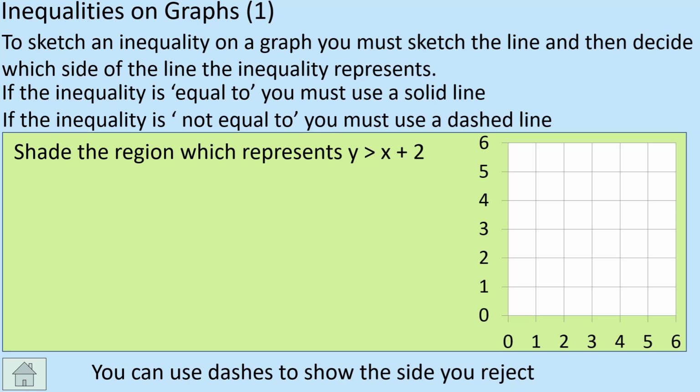So we're going to sketch the line of y equals x plus 2. And I should ask you, is it dashed or solid? Well, looking here, it's got no line underneath it. It's going to be a dashed line.